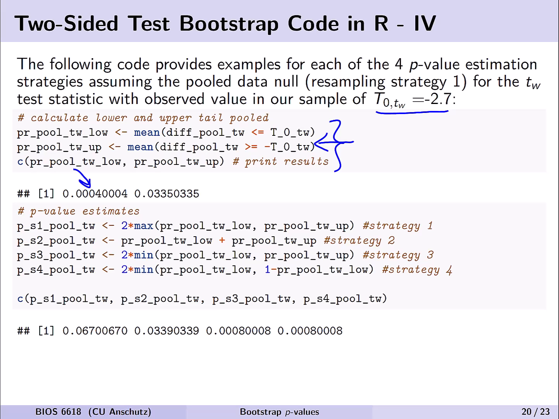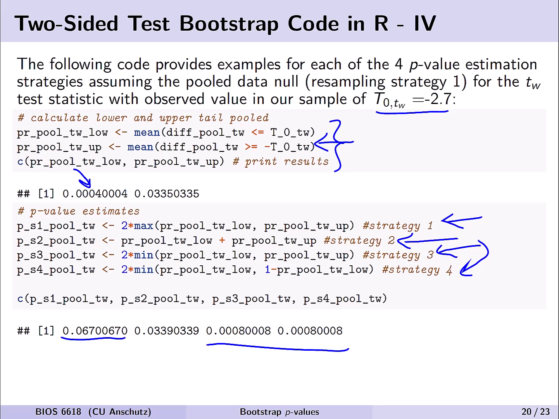Now again, for our 4 strategies we discussed, the most conservative strategy 1 will take the larger of those 2 p-values and double it. Strategy 2, on the other hand, will just add them together. Strategy 3 can be thought of as the most liberal of these first 3 strategies because it will just take that smaller one and double it. And in this case, strategy 4 will mimic strategy 3 because it is taking the observed very small p-value and choosing to double it. And we can see that below in our results where the last 2 are both 0.0008.